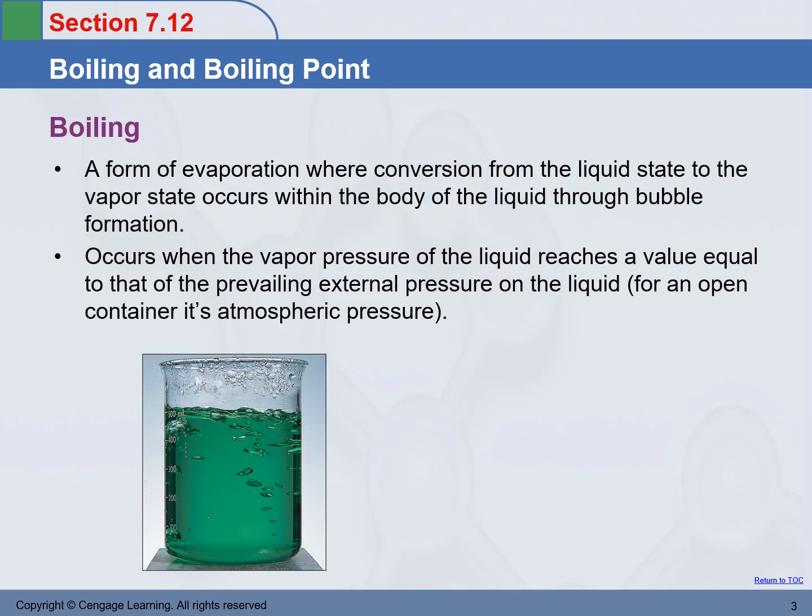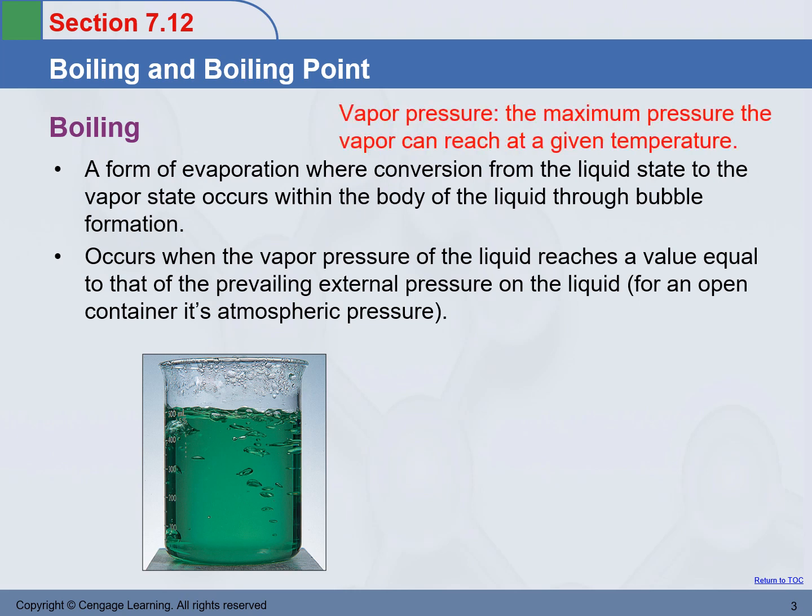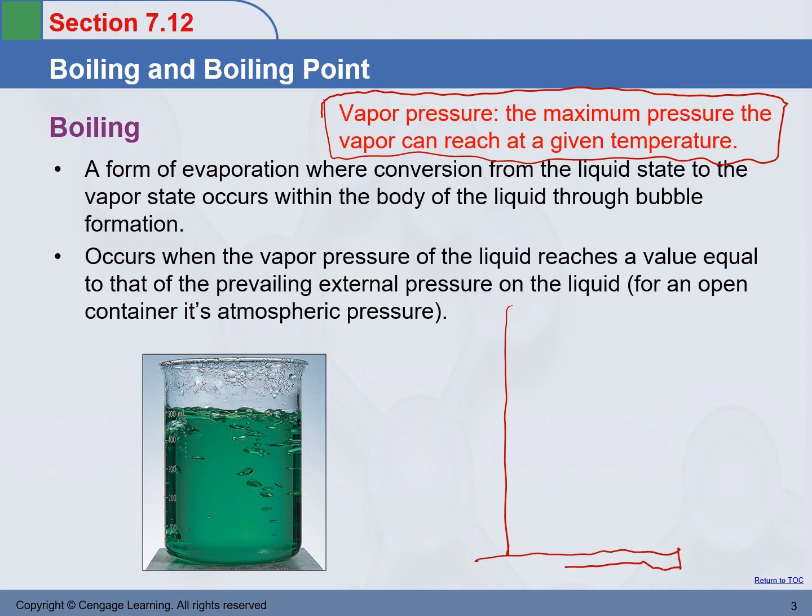All right, we're ready to boil some water now. But before that, let's remind ourselves again. This is the conclusion we have from the evaporation experiment. The vapor pressure of a liquid is the maximum pressure the vapor can reach at a given temperature. All right, let's do the setup of the boiling water experiment. I'm going to pull out a ring stand. All right, I'm going to secure the ring here.